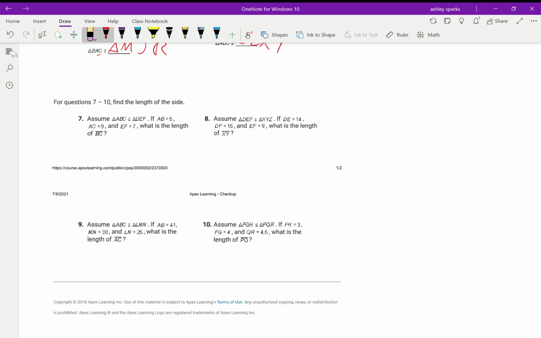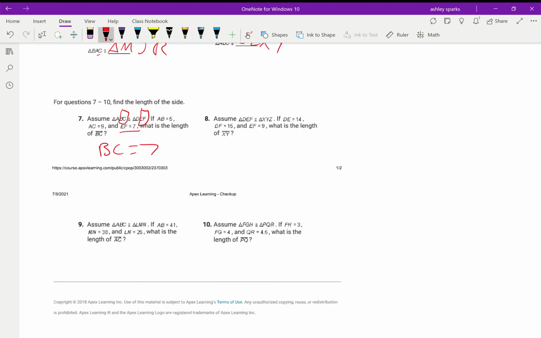Well, we could draw our triangles and do all that work, but let's first watch what does BC match with. Well, it matches with EF. And are we told what EF is? Yeah, it's 7. Since they're congruent, that means BC is also 7.